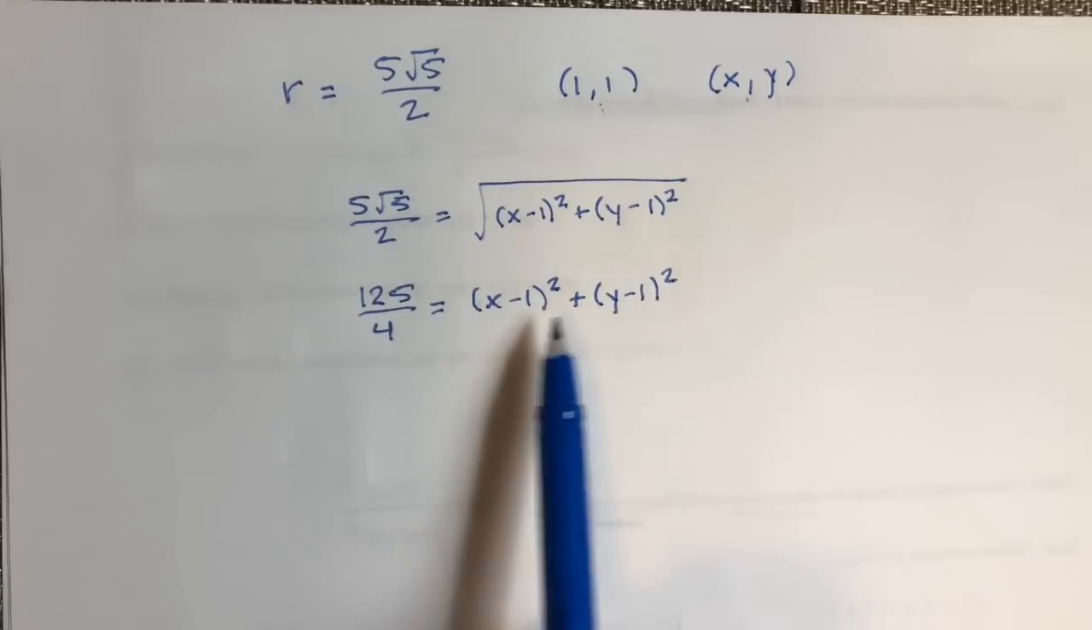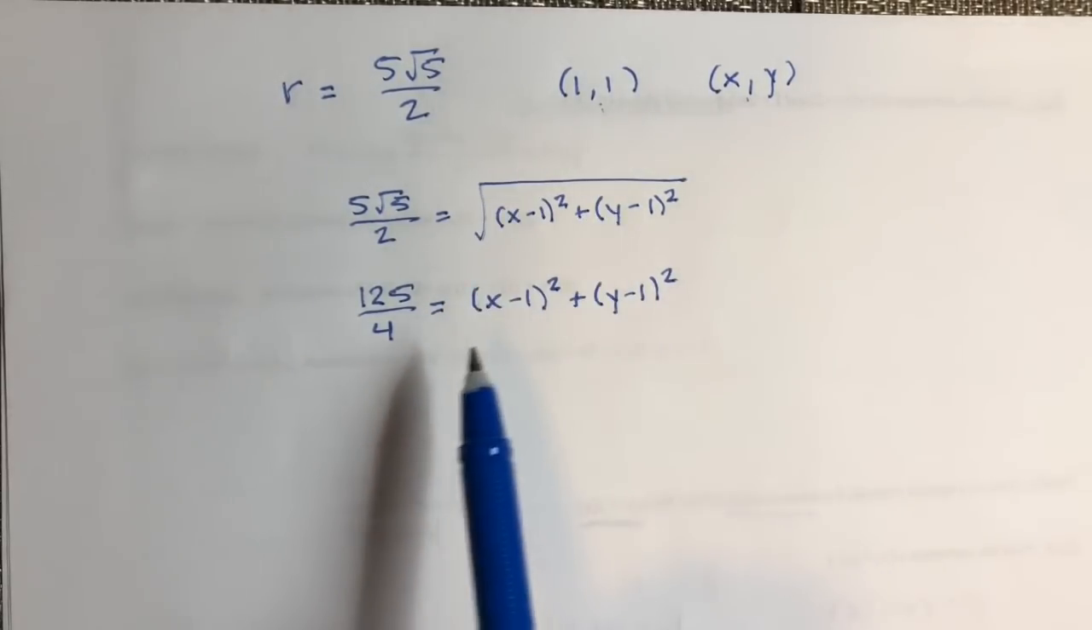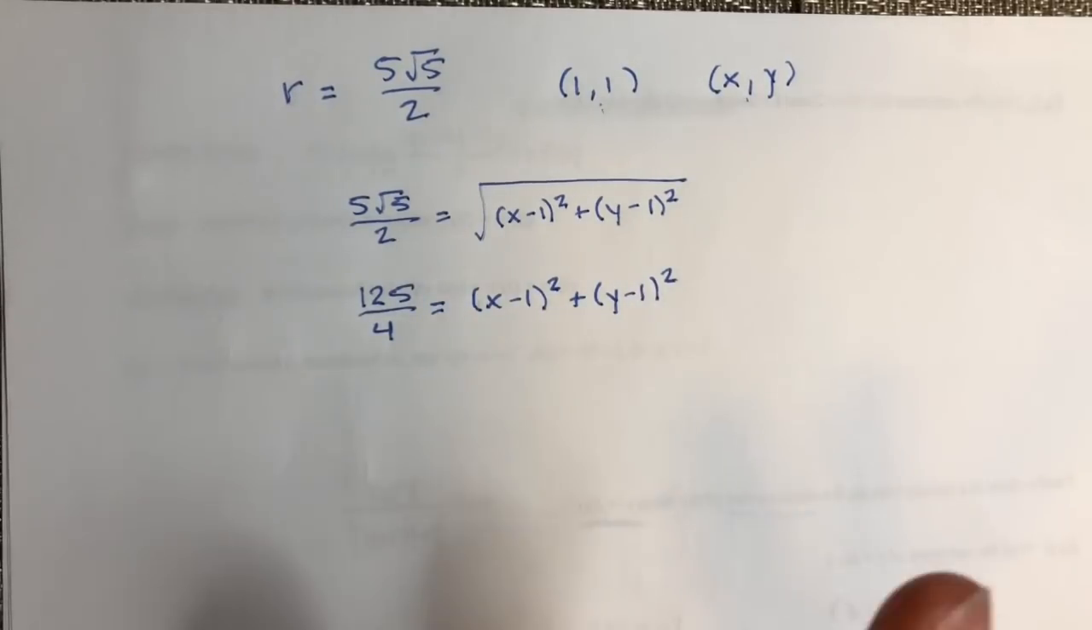Now remember, (1, 1) is not the center of our circle. It's the point that's on the curve. We need (x, y). And if we have 2 unknowns, we need 2 equations to solve that. So we're going to need another equation.